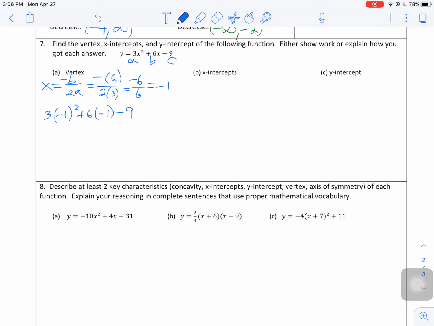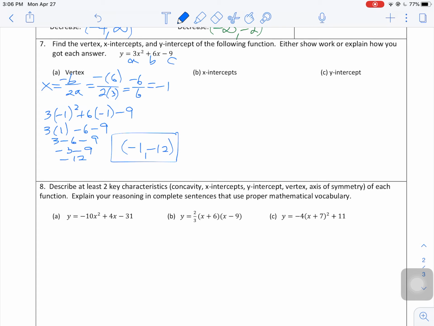When simplifying this, make sure you follow order of operations. So you have to do exponents before multiplication. So -1 squared is +1. And then 6 times -1 is -6. And then drag down your -9. 3 times 1 is 3. And then 3 minus 6 is -3. And -3 minus 9 is -12. At the end, make sure you write your vertex as an ordered pair, x, comma, y in parentheses.